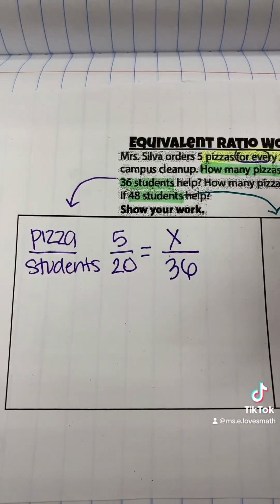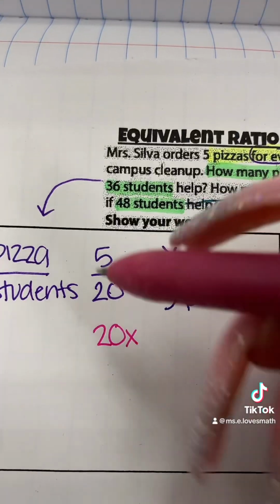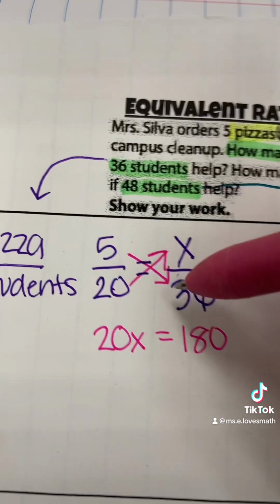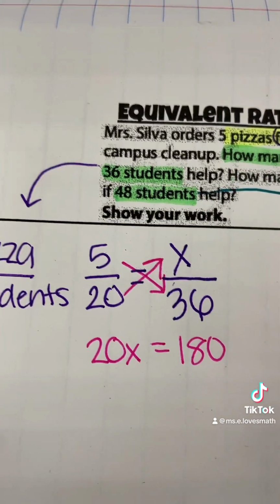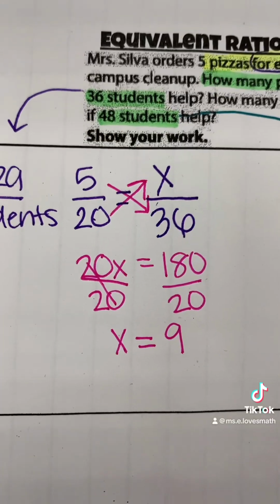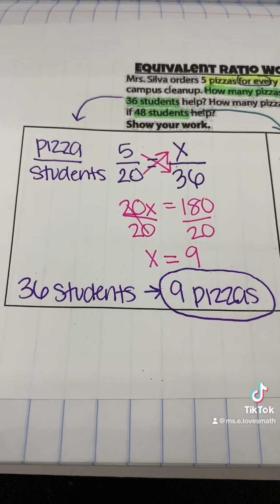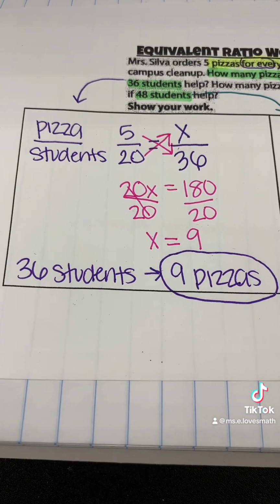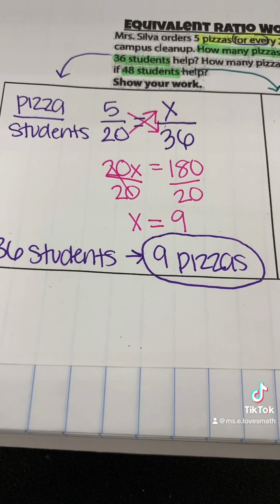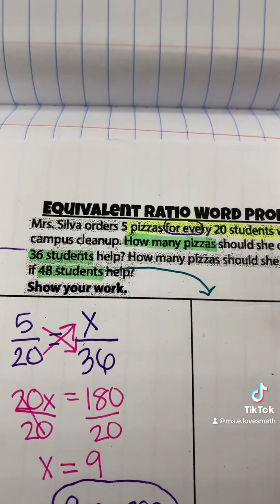So now that we have our proportion set up, we can cross multiply, divide. When we go this way, we get 20x. When we go this way, we get 180. So we got cross multiply, it's time for divide. So our x equals 9. So what that means is if there are 36 students helping clean up, this teacher is going to need to order 9 pizzas. Now let's figure out if 48 students were helping.